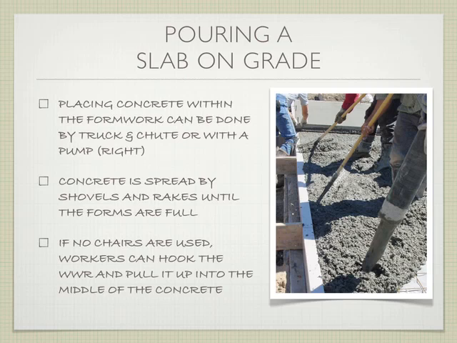Oftentimes, if you're pouring a particular slab somewhere, the distance is too far for just the chute to reach, right? So you'll end up having a pump truck come, or some kind of a crane and pump combo truck. The idea is that you fill one end with concrete and the pump pumps the concrete out the other end of a hose. In this example, this is a hose, and somebody's holding onto this end. That's the concrete coming out through the pump.